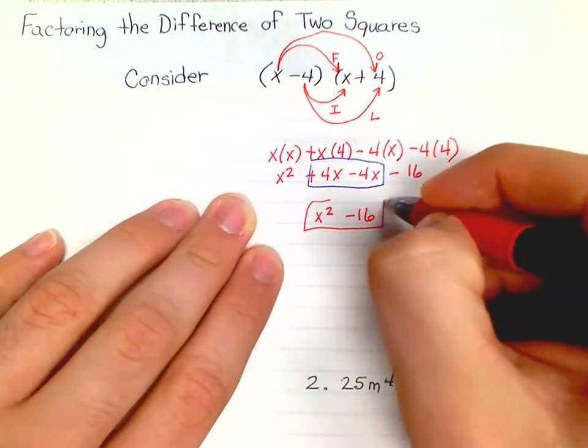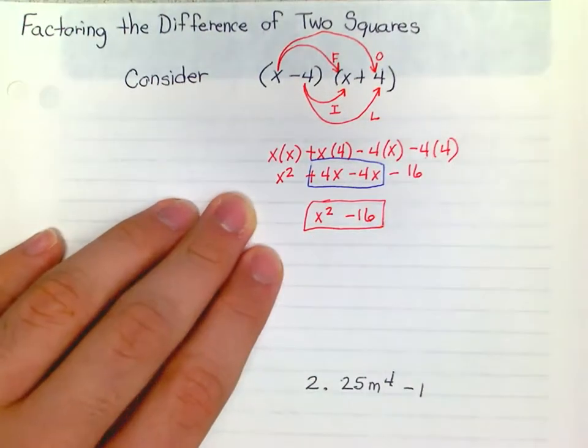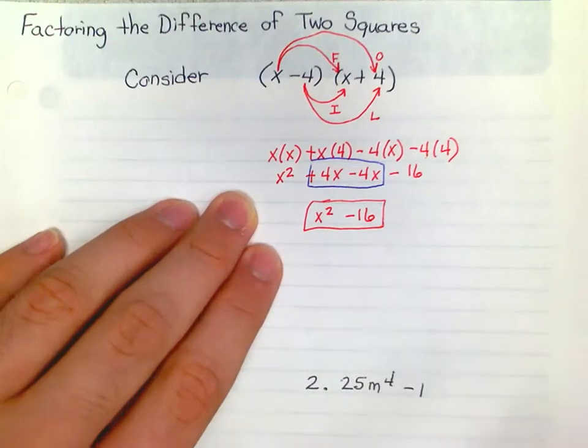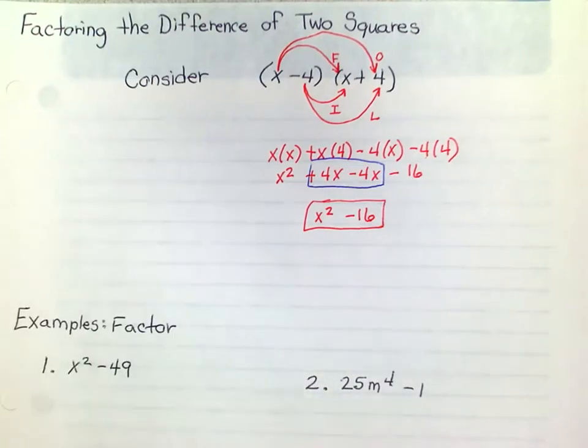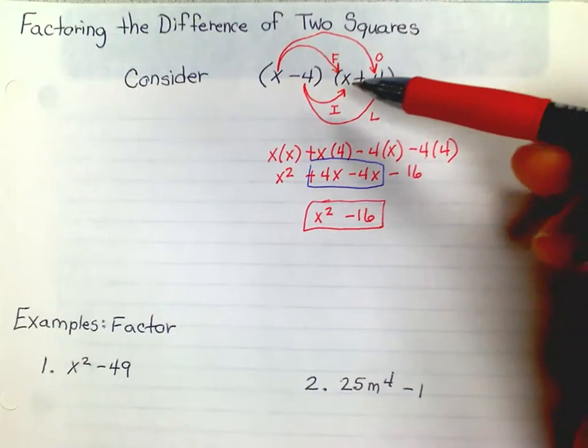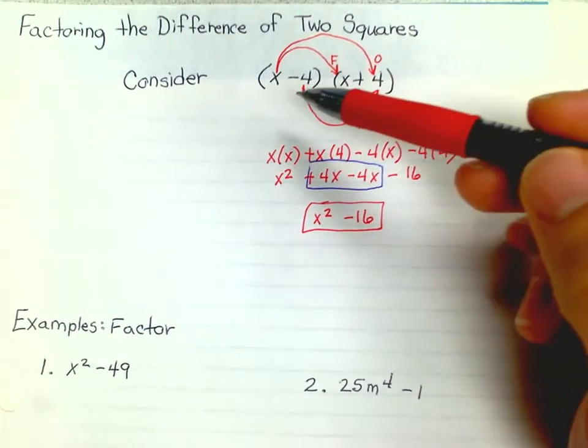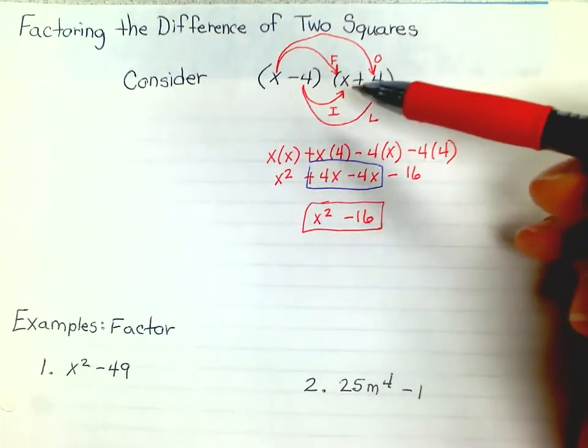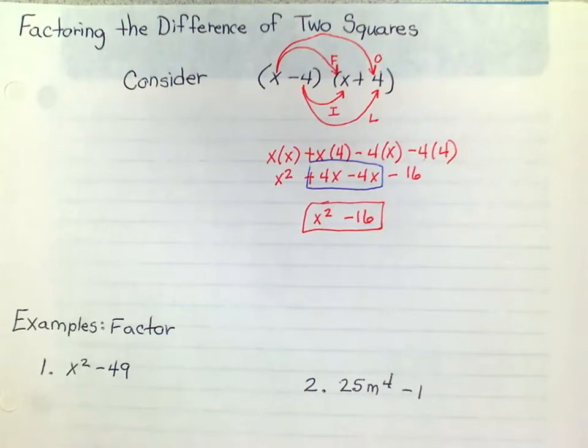And that is actually a binomial because we only have two terms. And if you wanted to factor, you would get what we originally started with, which was these two terms, one being x minus 4 and the other being x plus 4. So we're going to try to go from having a binomial like this to two factors. Let's look at some examples.